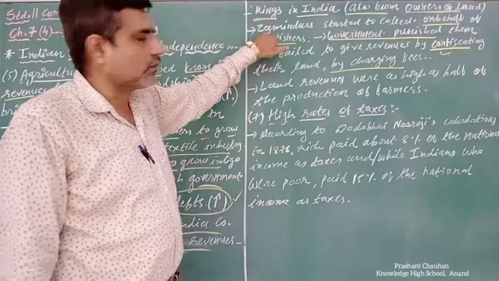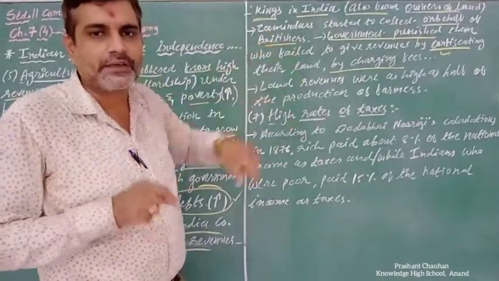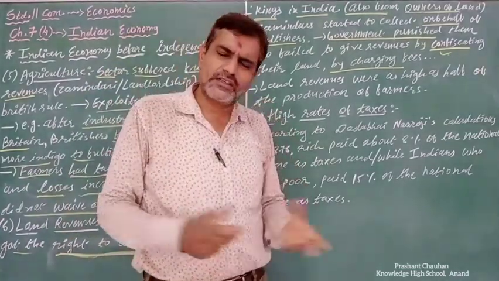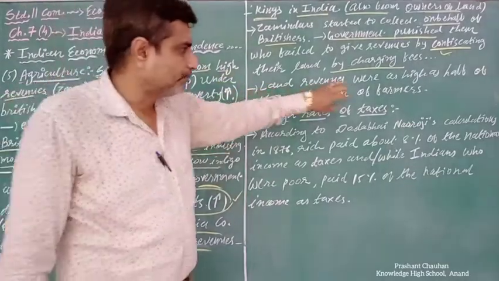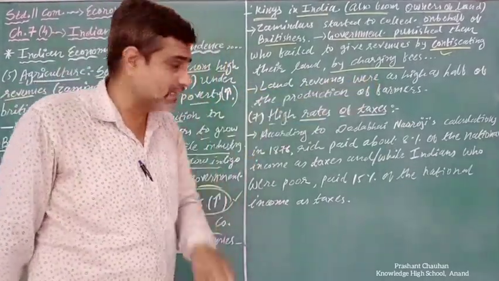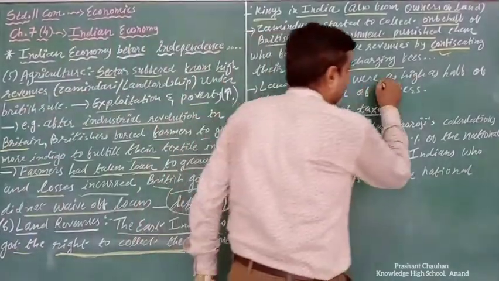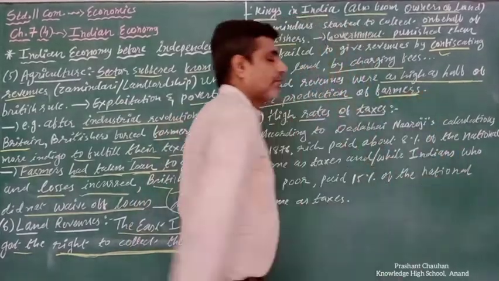And everything was done by the zamindars, but always at the center the Britishers were there. So that is the land revenue, and it is compulsory to pay. Also, these land revenues were as high as half of the production of farmers. See, it's a very big thing. Half of the production of farmers.